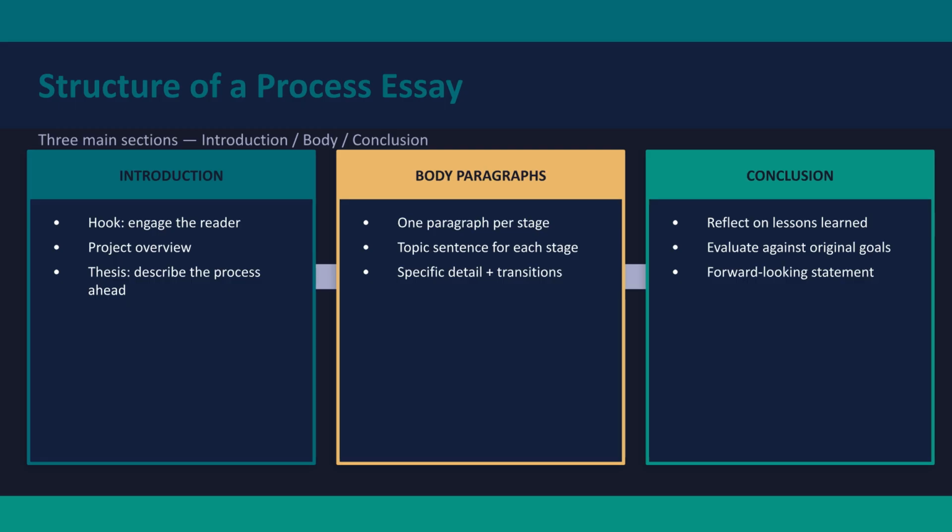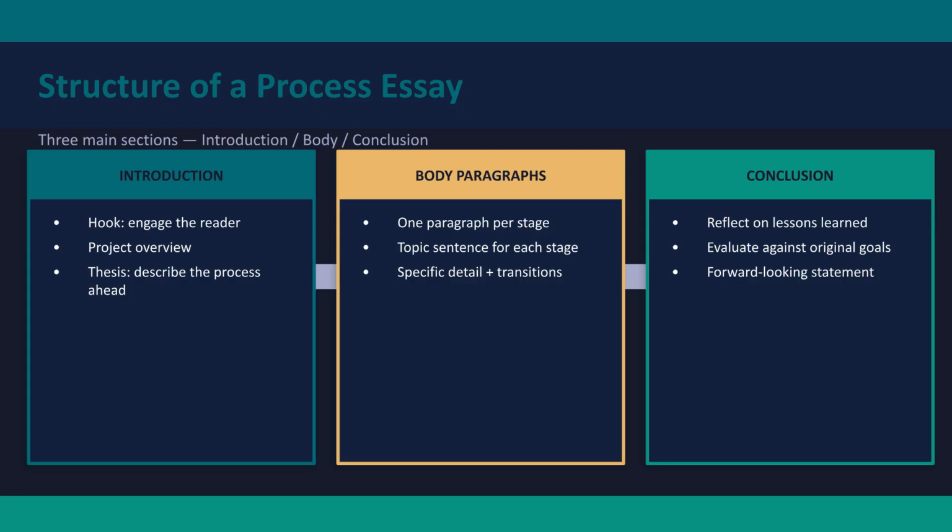Then you provide specific details about what you did, what worked, what didn't, and what decisions you made. And crucially, you connect each paragraph to the next using a transitional phrase. That's what keeps the essay flowing as a continuous narrative, rather than a list of disconnected moments.